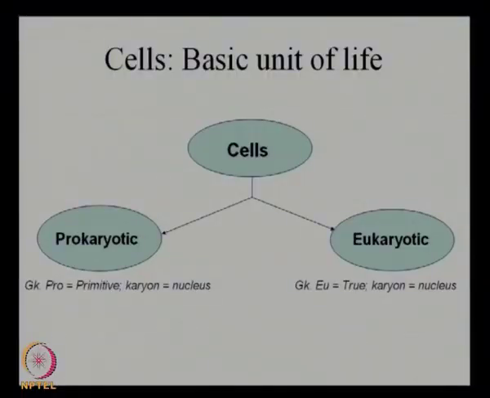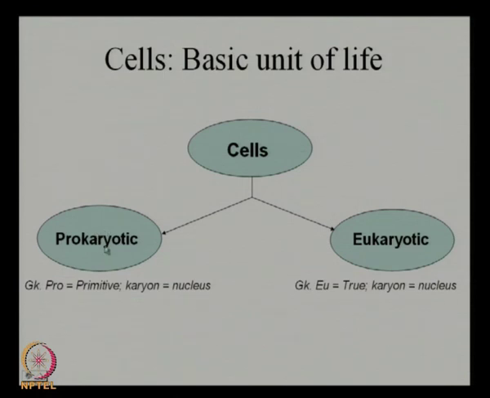Now, in my earlier class I have already mentioned the cell, and I have also told you that the cell is the basic unit of life. Based on the cellular organization, all cells can be divided into two major categories. One is called the prokaryotic cell, another is called the eukaryotic cell.